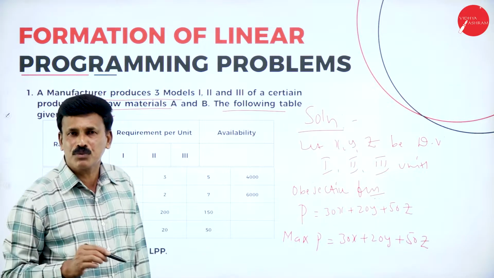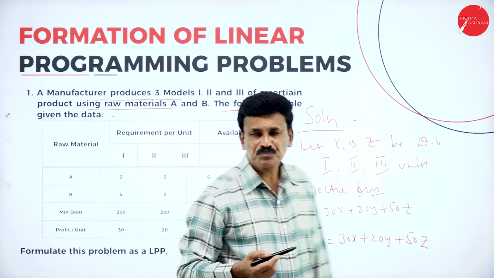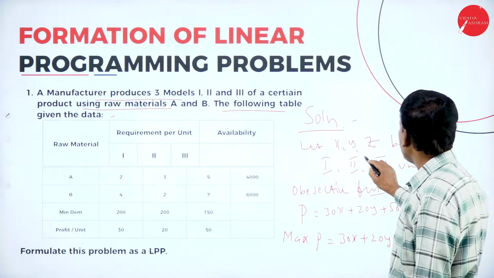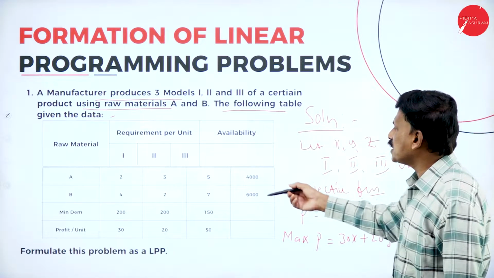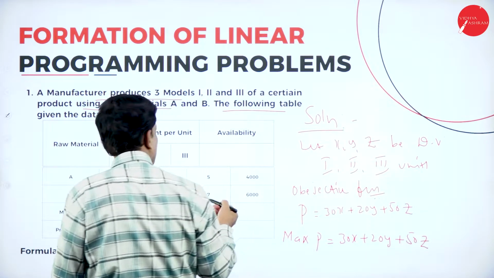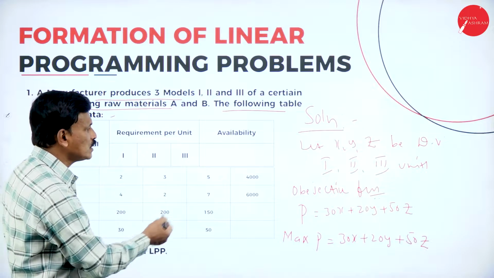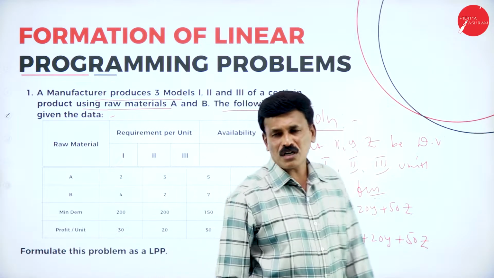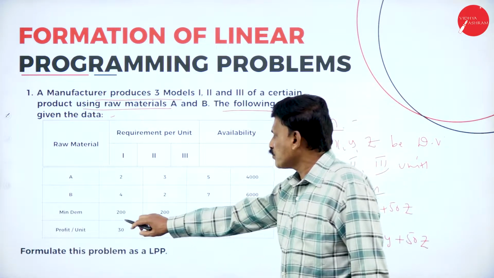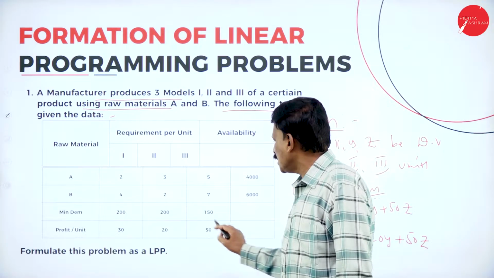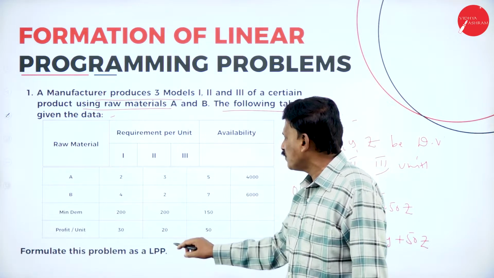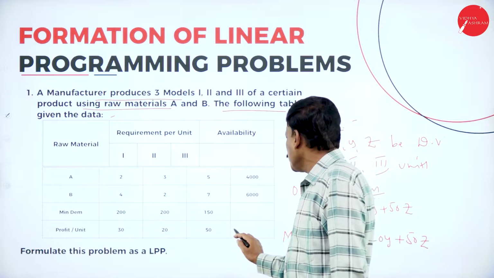This is the very important step. Observe once again. Let us define x, y, z as the decision variables for the first, second and third unit. Now what is the objective function? The objective function is given by profit per unit is 30, 20 and 50. 30 for first unit, 20 for second unit and 50 for the third unit.